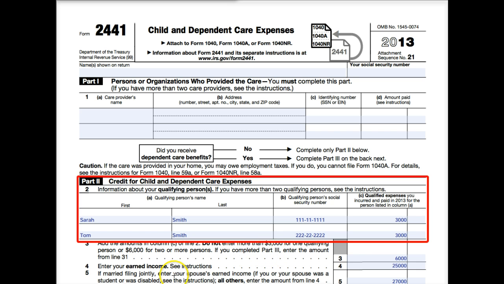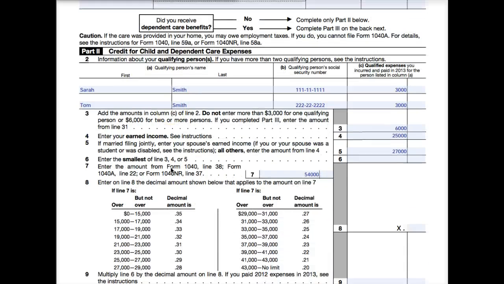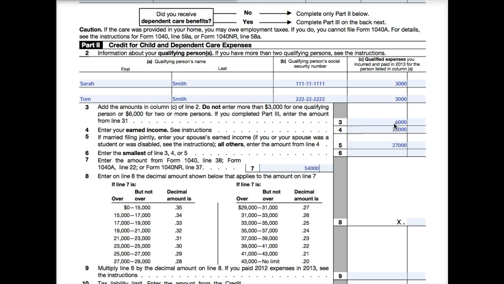If you look at the instructions down here below, it'll say do not enter more than $3,000 for one qualifying person. So I may have spent much more than $3,000 on Sarah's daycare, but I can only enter up to $3,000. And then it says or $6,000 for 2 or more persons. So if I had 3 children and I actually incurred $11,000 in childcare, I can only have a total of $6,000 that I'm able to actually claim for this form. So what I've done is I've put in my maximum to get a total of $6,000.